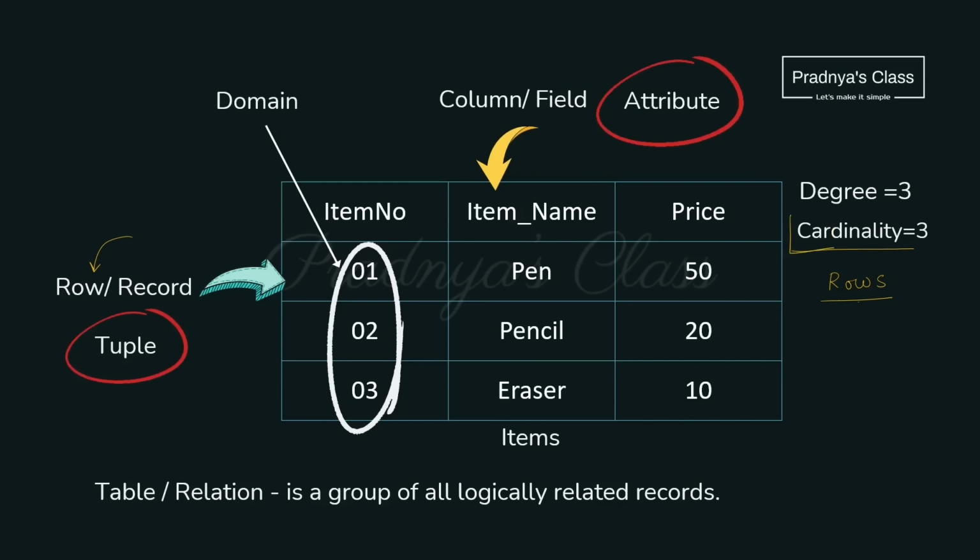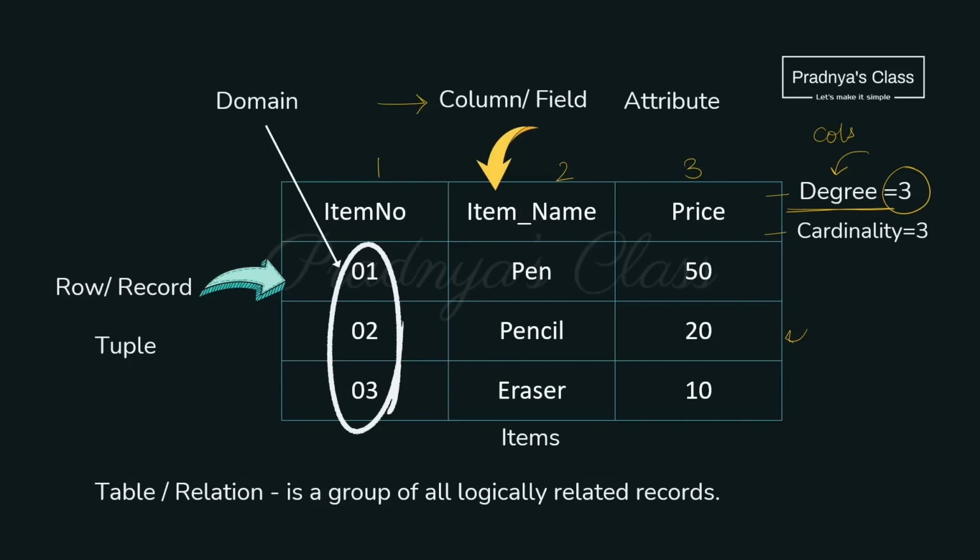So relate this cardinality word with the row. Look at the table, there are total 3 rows, that's why cardinality is 3. So make a note of it. You may get a question in the board exam where you will be given one table and you need to find out the degree and the cardinality of the table. Cardinality is number of rows and degree is number of columns.